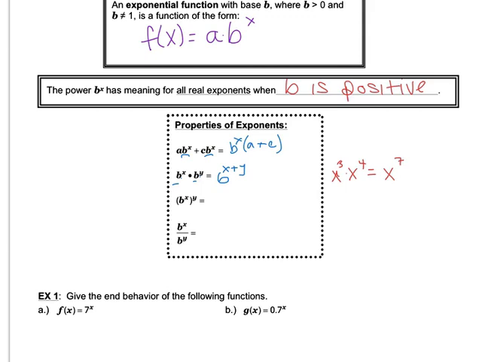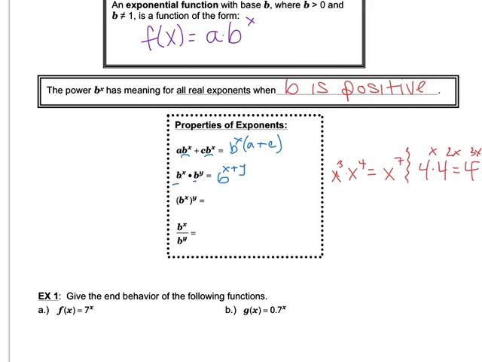You might also have a base that is a number and not necessarily a variable. I could switch it up, and I could have 4 to the x times 4 to the 2x. So to simplify that, I would keep the base of 4 and then add my exponents. 1x plus 2x is 3x. So that works in both of those situations.